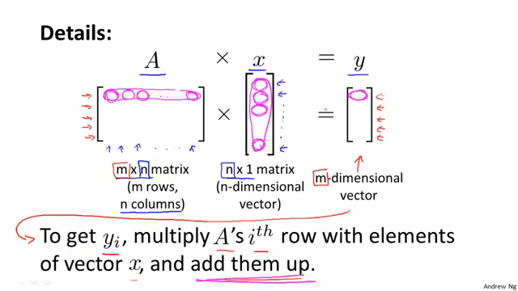Then when we want to get the second element of y, like say this element, the way we do that is we take the second row of A and we repeat the whole thing.